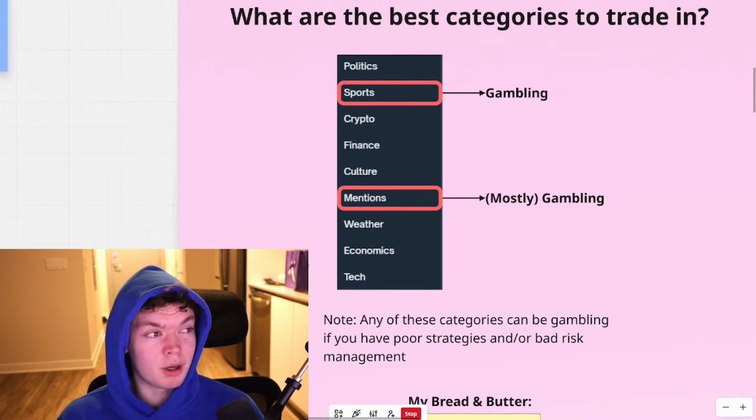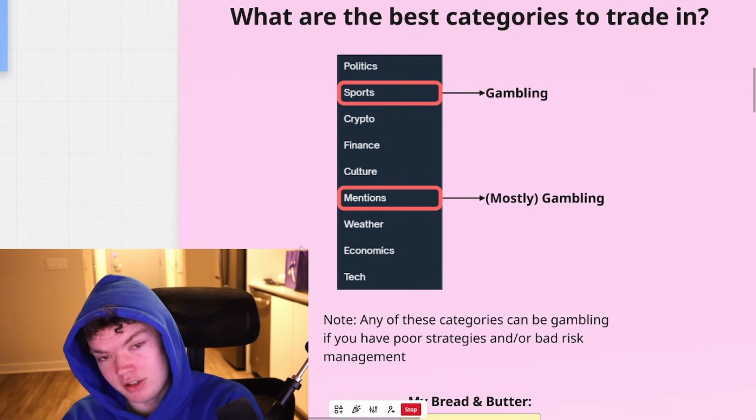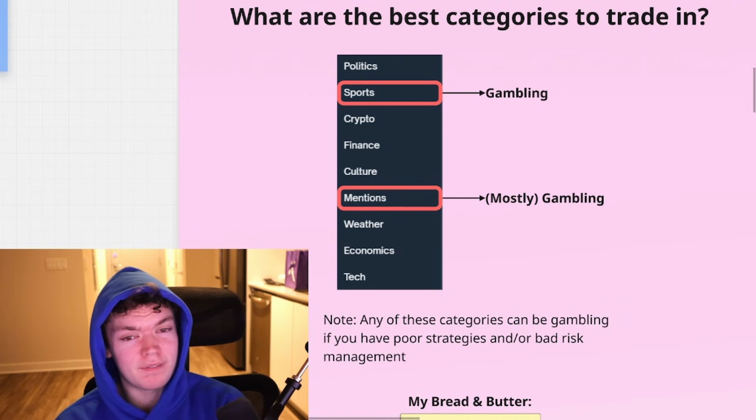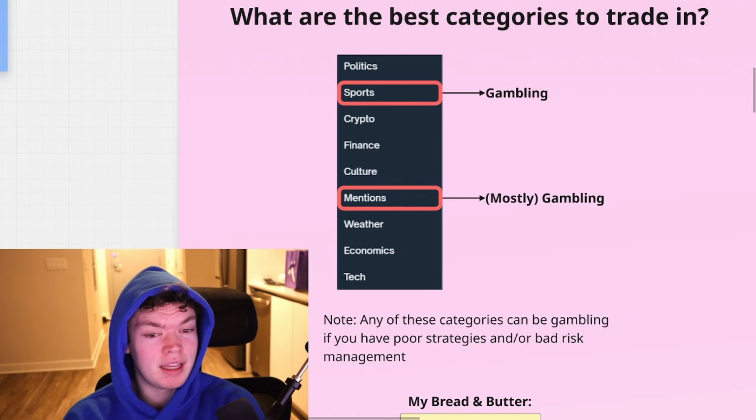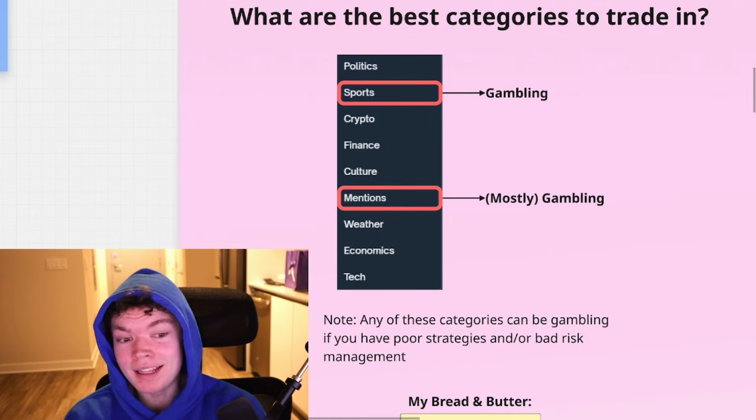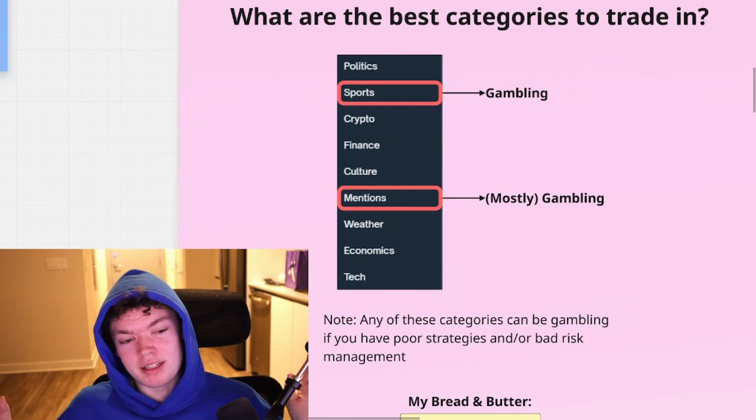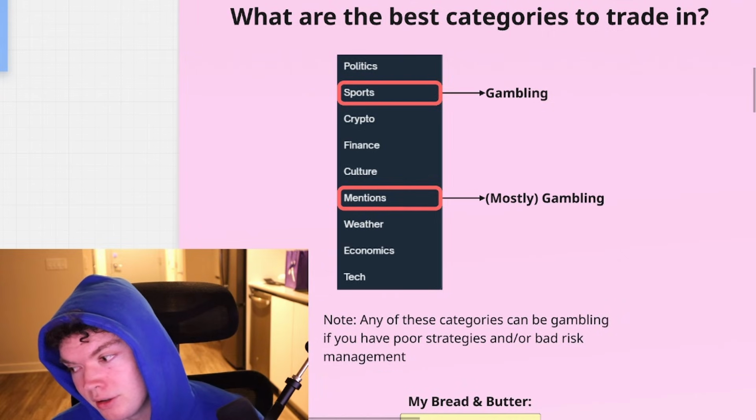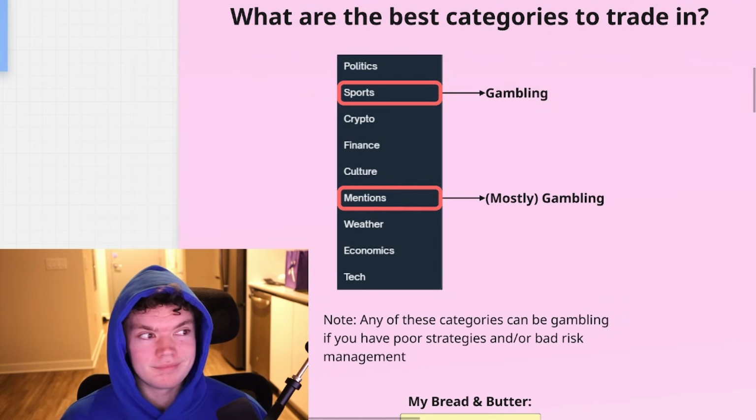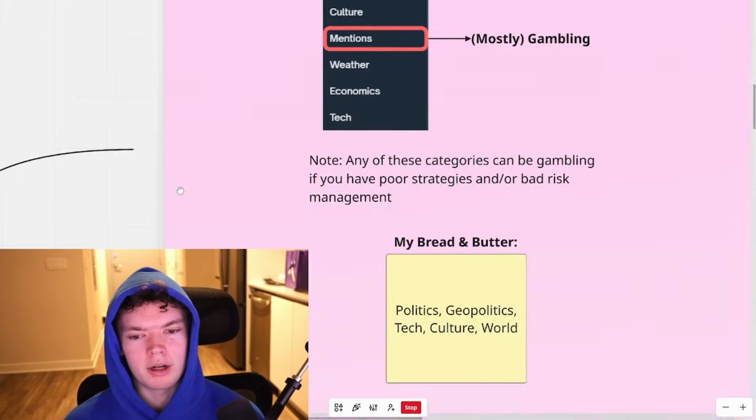But any of these markets can be gambling if you have poor strategies and or bad risk management. Okay, so even if you're trading in politics or trading in tech or whatever, if you have bad strategies and bad risk management, it's gambling. It's the same thing with day trading. A lot of times day traders get bad reps because people say day trading is gambling, but it's not gambling if you know what you're doing. It's really not, but similar to Polymarket.